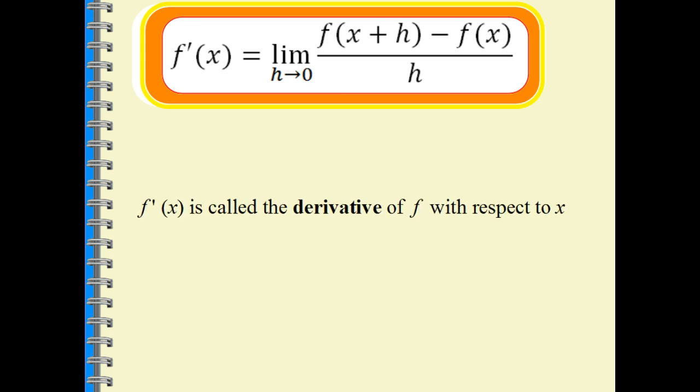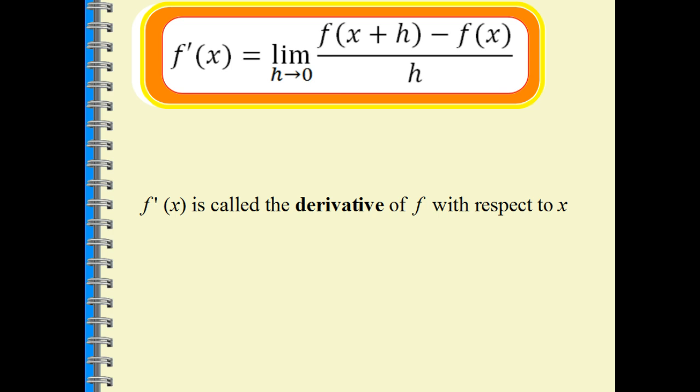We're going to say that f prime of x is the derivative of f with respect to x. So we've taken the derivative of f with respect to our variable x, and that slope function gives us the first derivative.